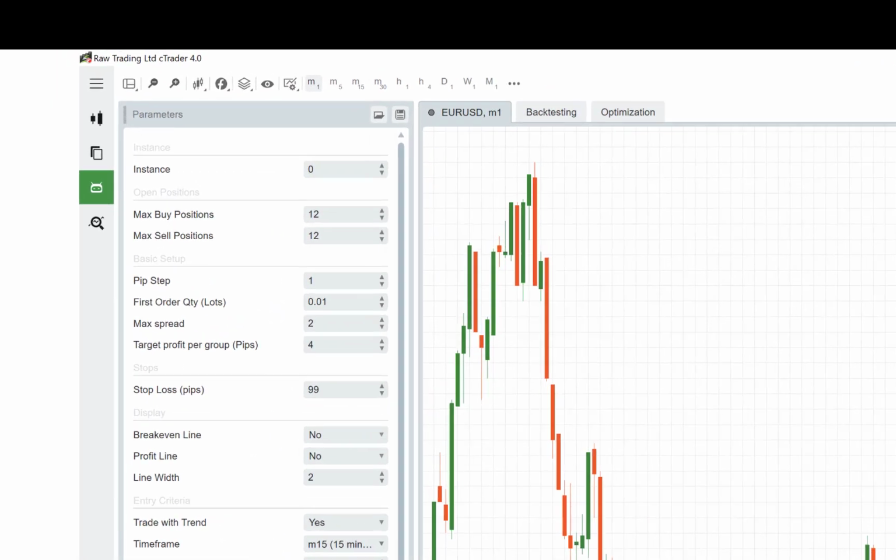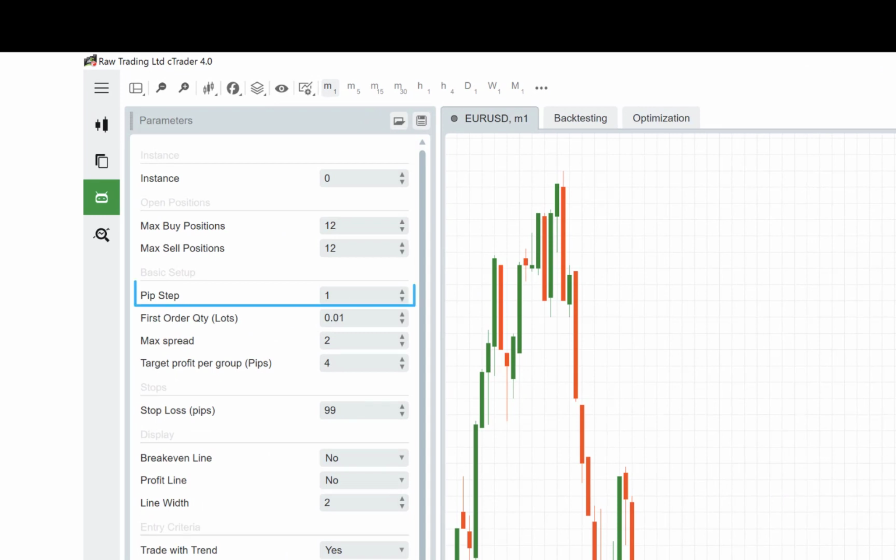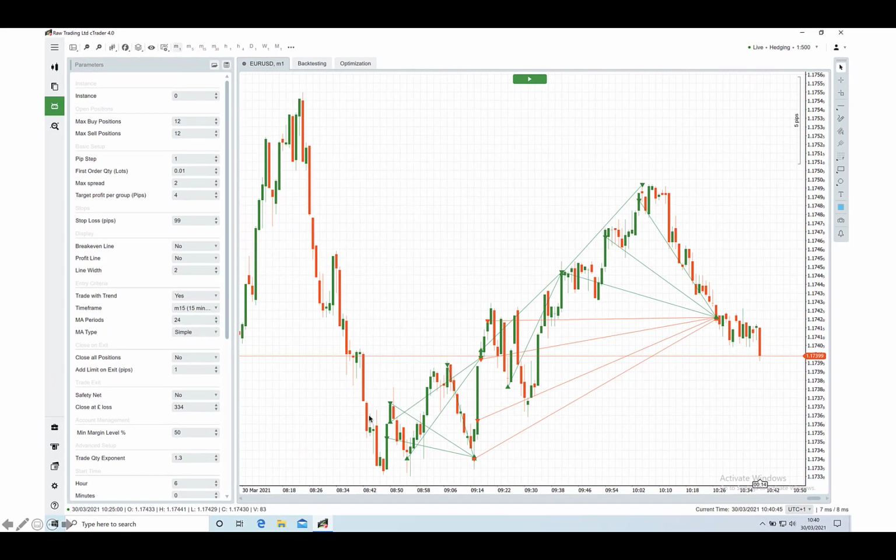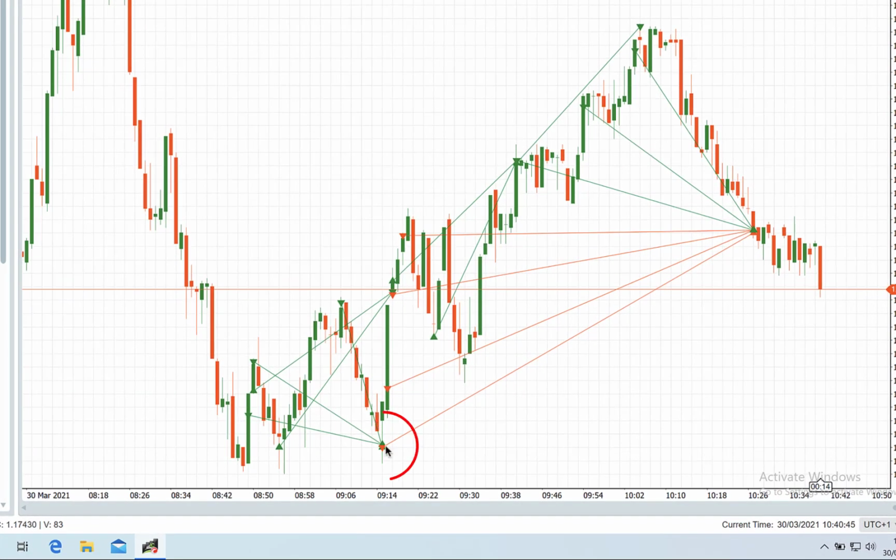So let's start with the pip step. This is the number of pips the price must move from its last trade in a specific direction before it opens a new trade. So let's have a look at some examples of this on screen. As you can see at the bottom here, when the price has been moving down, we've entered our first short trade at this level here.